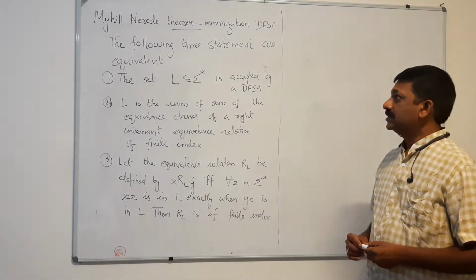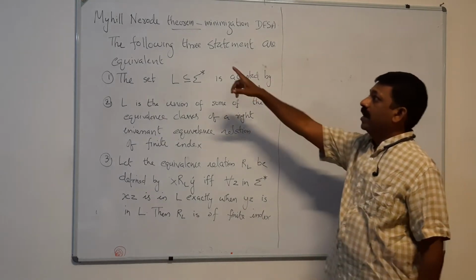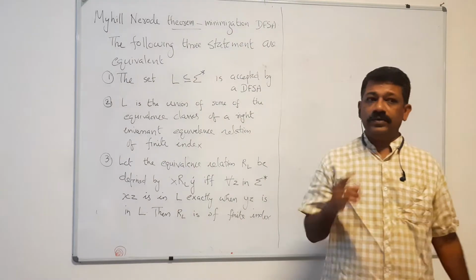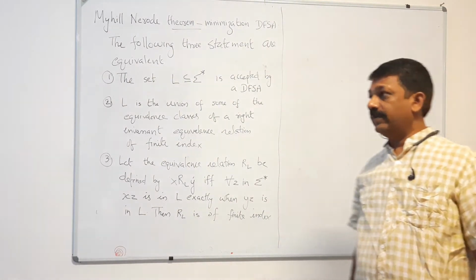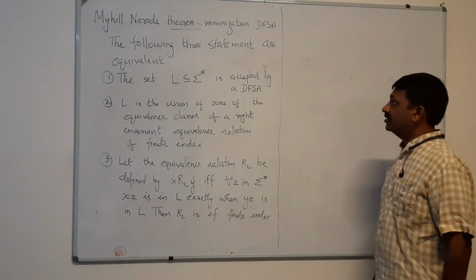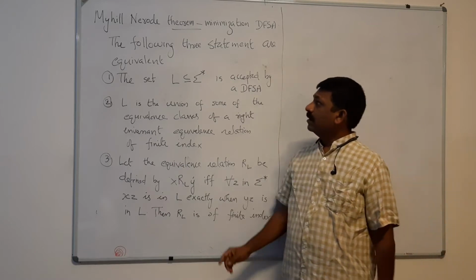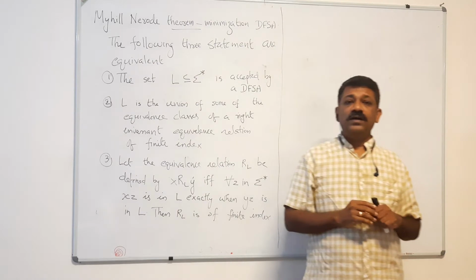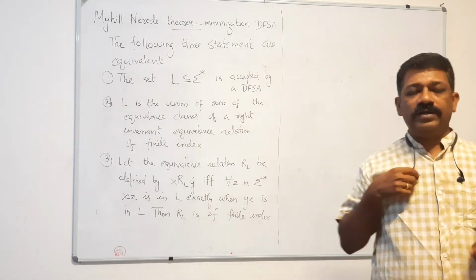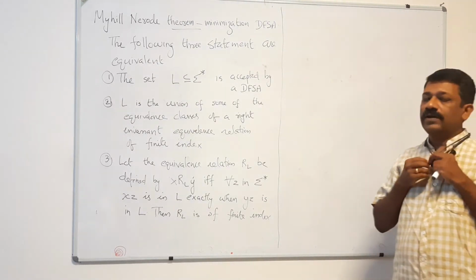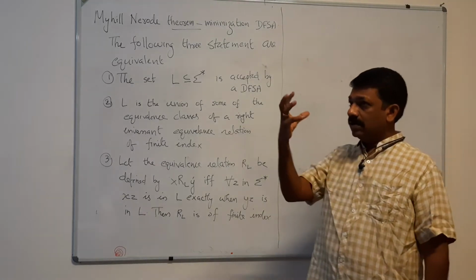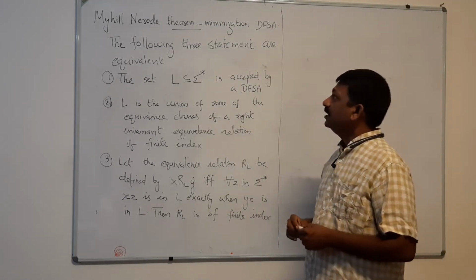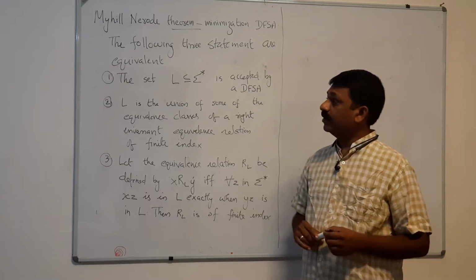Today we are going to discuss the next topic, which is the Myhill-Nerode theorem for the minimization of deterministic finite state automata. This is for minimizing the number of states of the finite state automata. If you have a finite state automaton, you can easily minimize the number of states of the deterministic finite state automaton.